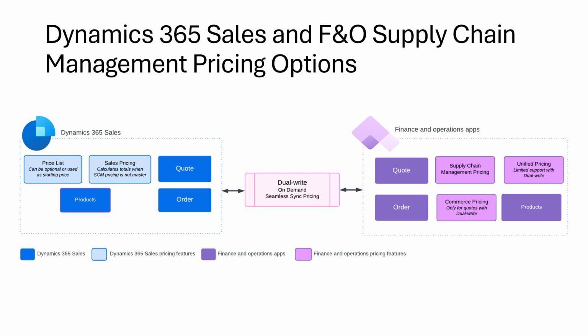Within finance and operations, you will have several options for the pricing engine. There is the supply chain management pricing. There is the new supply chain management unified pricing that enables omnichannel pricing and attribute-based pricing rules. And there's the commerce pricing. Dual-write integration is generally compatible with supply chain management and commerce pricing. However, it only has limited support currently for unified pricing.